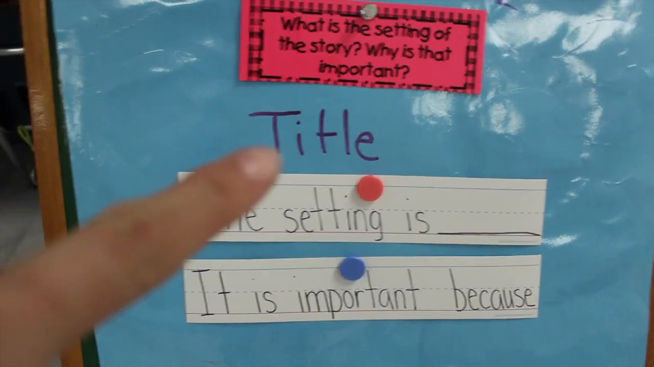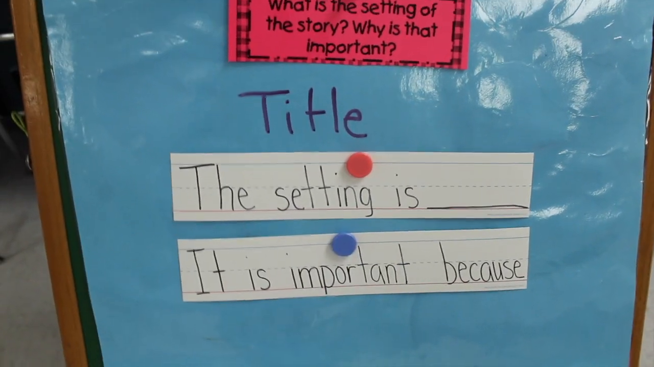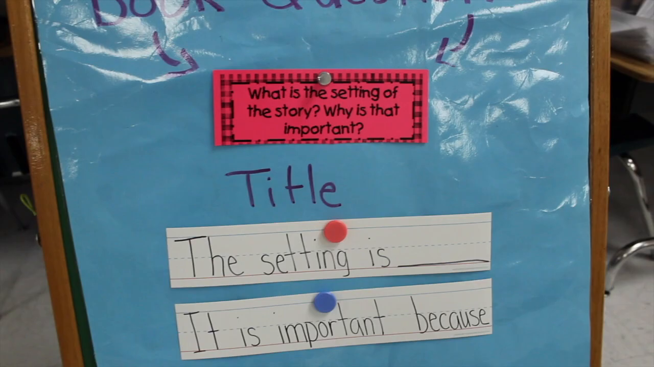In their journal, they write the title of the book. And this is their sentence starter to help them write it. For some of my groups, I might tell them it's okay if they draw the setting instead, so that it's quicker for them, because I'm not assessing your writing. I just want to know you know the setting.